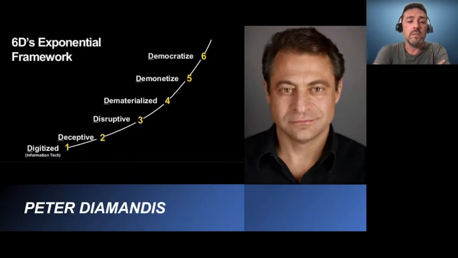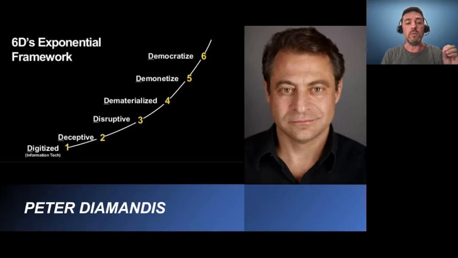First of all, what does exponential mean? And here we have Peter Diamandis, one of the co-founders of the Singularity University, one of the top schools in modern thinking about organizations and products. And he has this model, which is called the 6D Exponential Framework, that states the different stages any new technological wave goes through in the market when it's generating traction there.